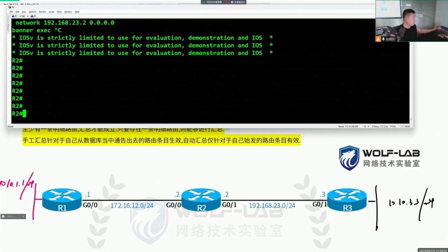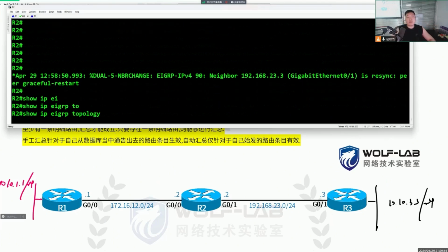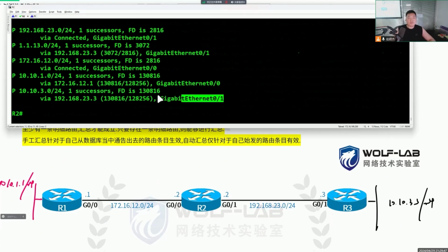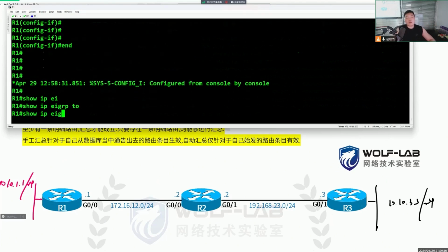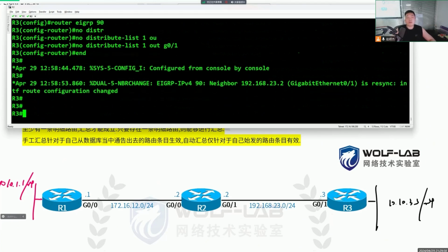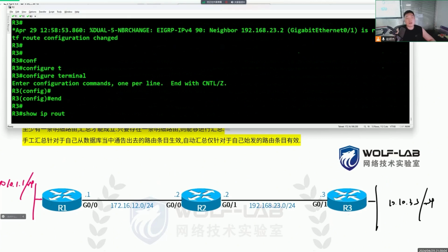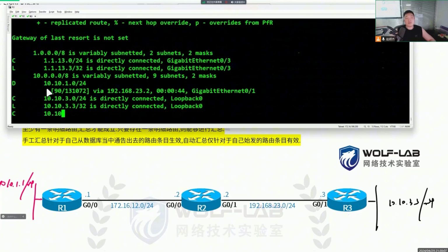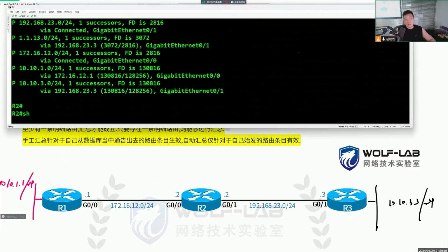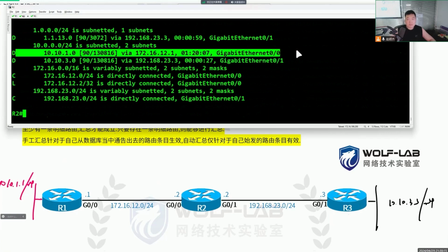First of all, on R3's side we change R3's hello interval, change our hold time later. Then change it to 65535, telling R2 that if you don't receive our hello packet for more than 65535 seconds, then disconnect our EIGRP neighbor relationship. Do this on R3's interface: IP hold-time EIGRP 90, change to 65535.